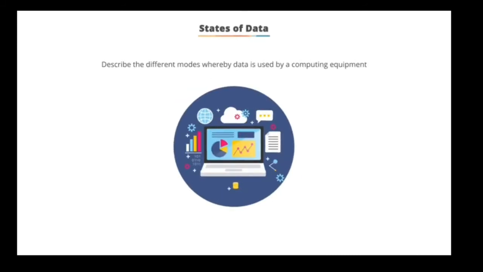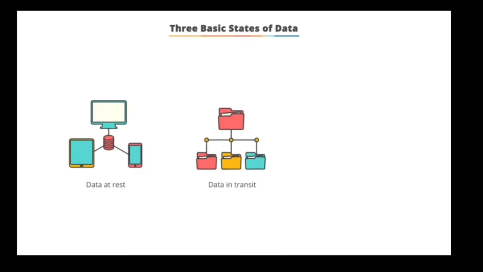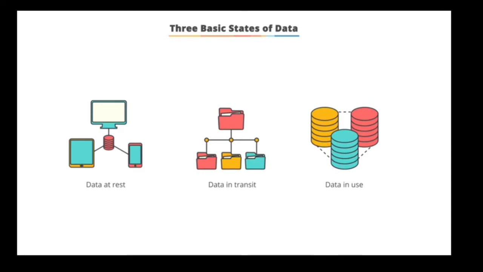The states of data describe the different modes whereby data is used by computing equipment. There are a total of 3 basic data states: data at rest, data in transit, and data in use. Data at rest generally refers to data in a database or file that functions as a system, application, user, or backup data. Data in transit is data that is being sent over a network or a local transfer between devices. Data in use is data that has been pulled into memory or that is currently being processed.